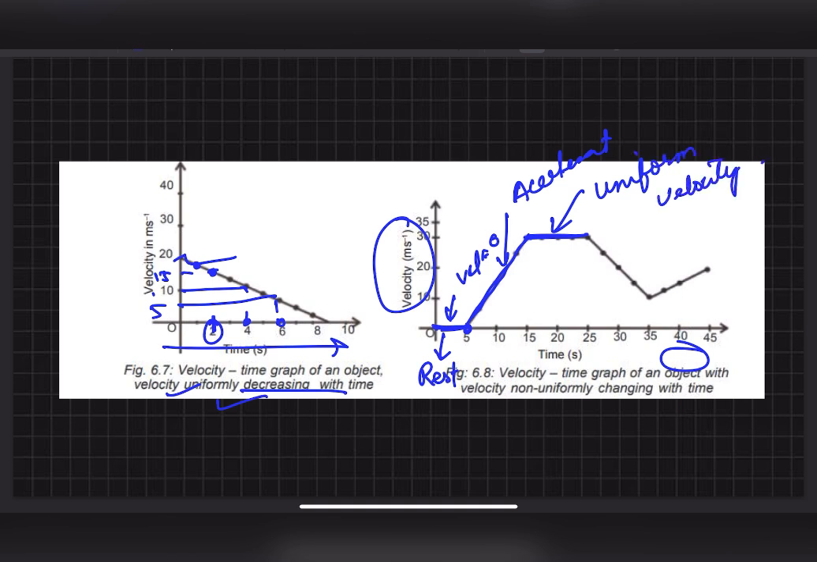Okay, after that velocity started decreasing, so decreasing velocity is negative acceleration. Okay, after this point velocity started increasing again, so acceleration again. Okay, I hope you got all these points.